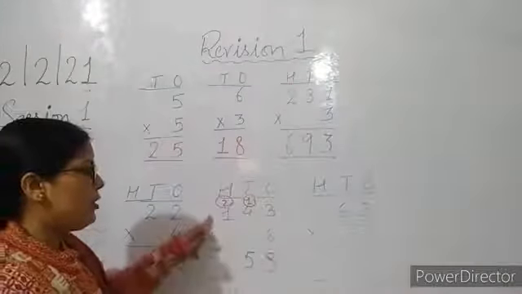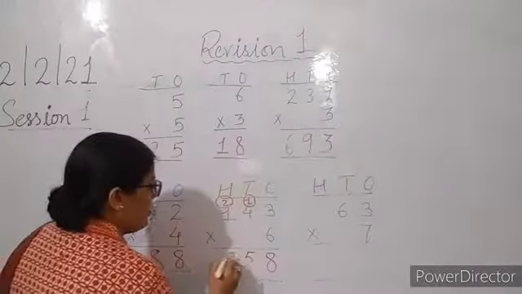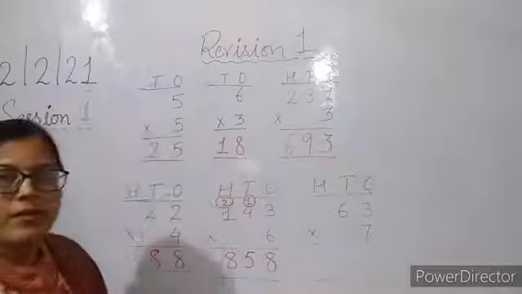So write 5 here in the answer line and carry 2 to the next place. Now we'll multiply 6 with the hundreds place. 6 1s are 6, plus carry 2 is 8. So what is the answer? 858. Okay.